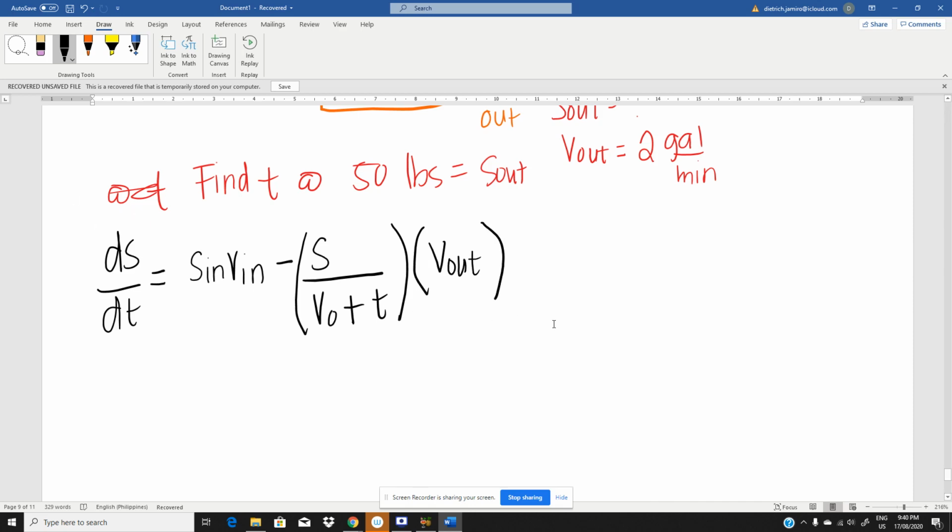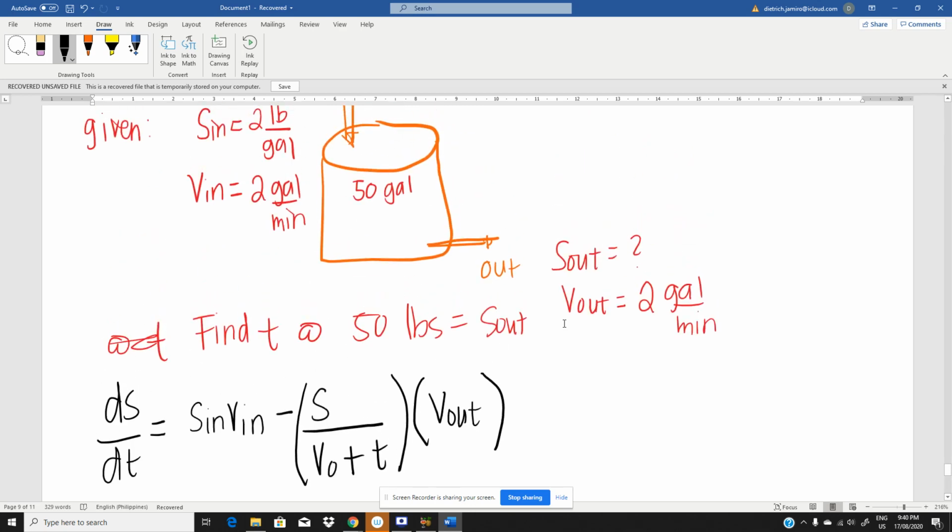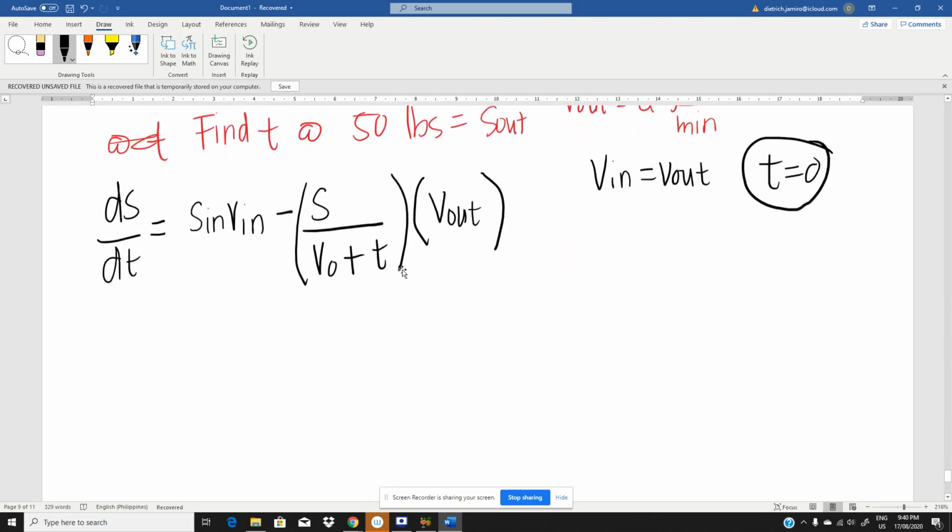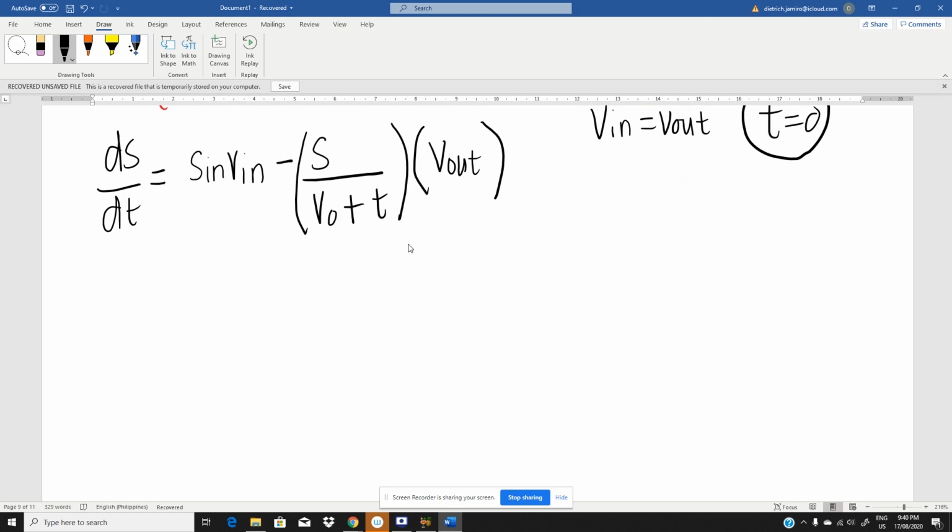First, as you can see, our V out is also the same as our V in. So we have the condition that V in is equal to V out. Therefore, our T is equivalent to 0. Next, we will substitute our given values.